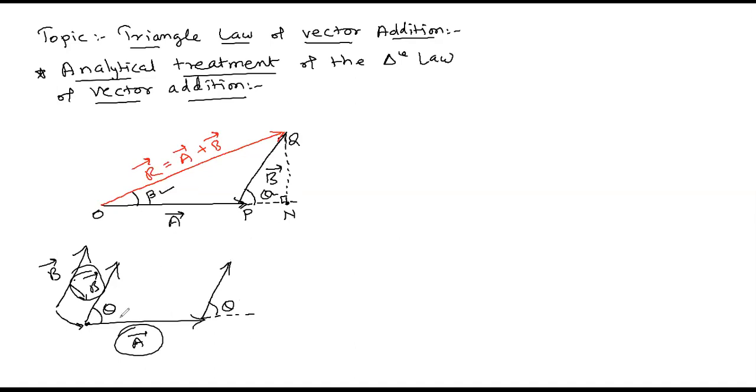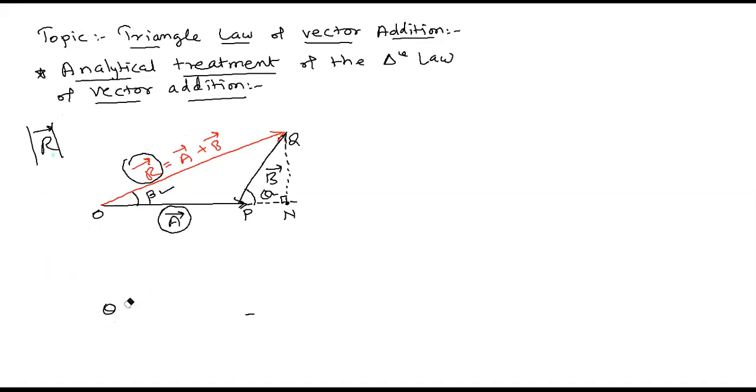Beta is different. Beta is here like this. Beta is the angle between the resultant vector and the vector A. But theta is the angle between vectors A and B. Now we have to find the magnitude of the resultant vector, simply R, and also the direction of the resultant vector. So we'll proceed to find these two points now.